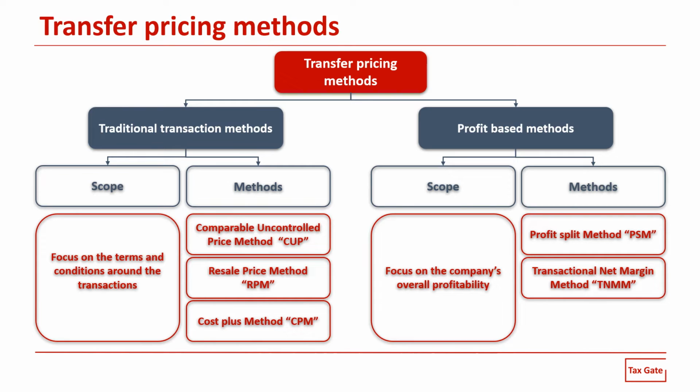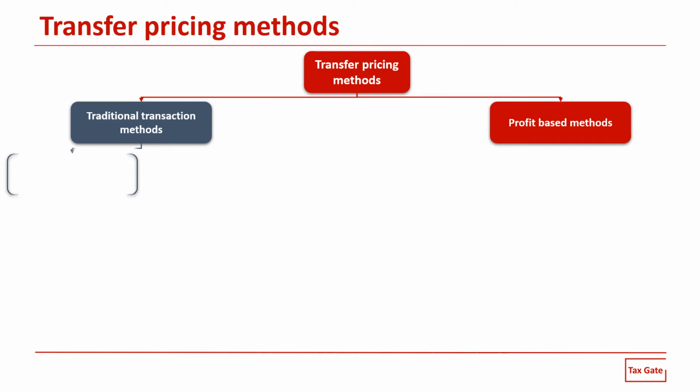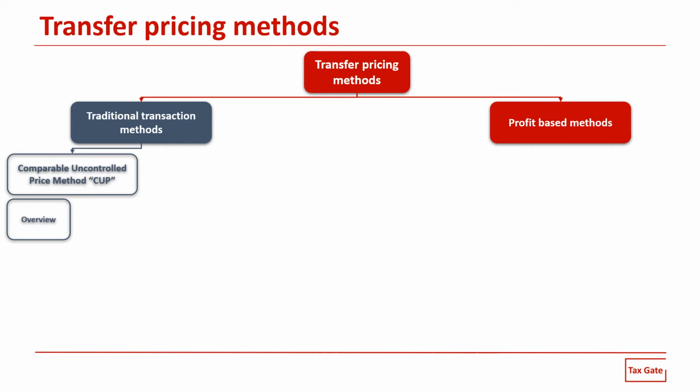Well, now let's talk about each method separately under the mentioned categories. Let's start with the comparable uncontrolled price method, or as it is normally known, the CUP method, the method that is normally preferred by tax authorities, being very straightforward and reliable as well.